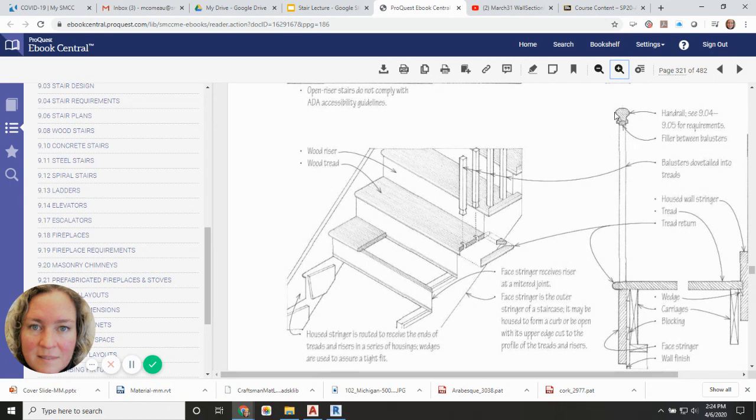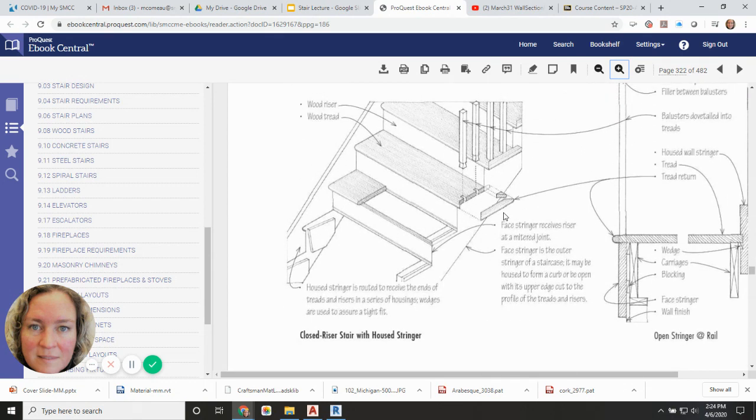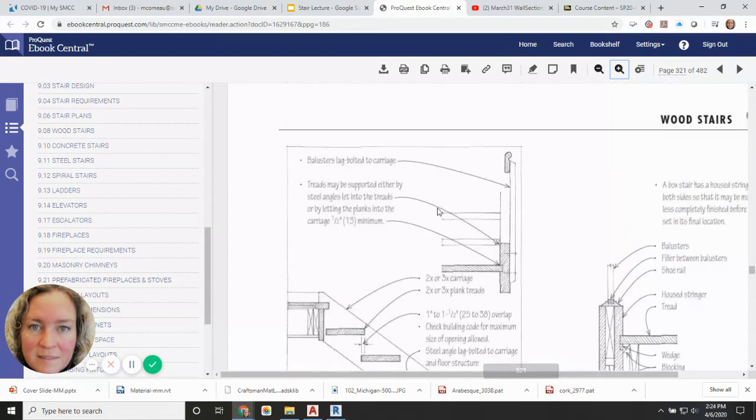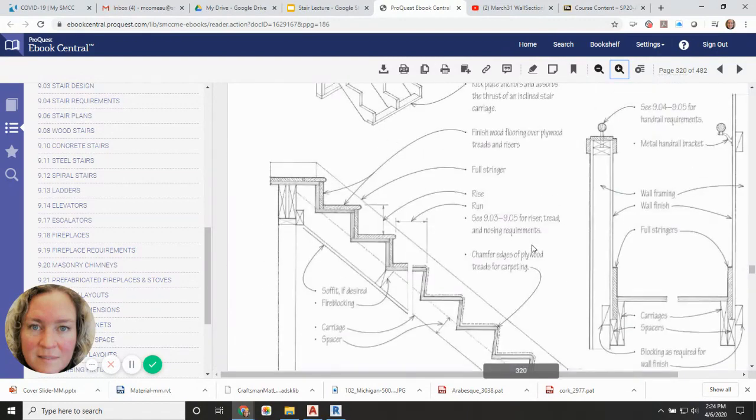And another example, too, of what a handrail profile could look like. Instead of the round profile, you can have all sorts of shapes that are more conducive to the hand grip that you have. So these are really good illustrations of how wood stairs are constructed.